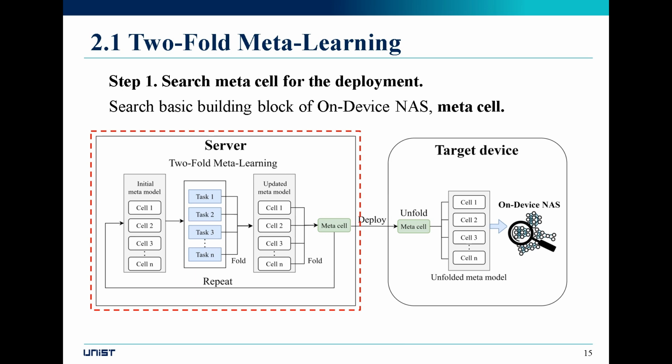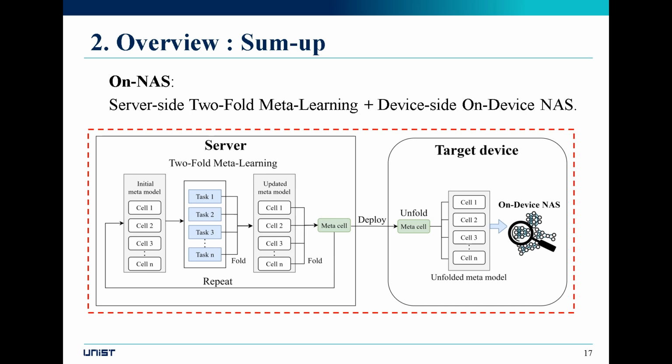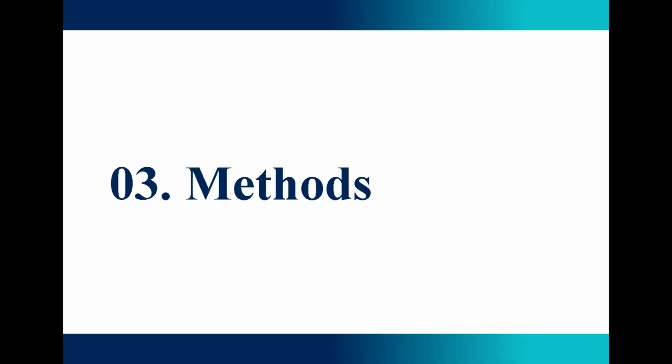For the first step, we'll search MetaCell, which will work as the basic building block of our on-device NAS. Second, we'll deploy our basic building block to the target device, unfold it into a full-size model, and execute on-device NAS with memory-efficient methods. To sum up again, On-NAS is the combination of server-side two-fold meta-learning and device-side on-device NAS. In this paper, we propose three methodologies that enable the on-device NAS. For the presentation, we minimize the details of methodologies, so please check the paper for the detailed information.